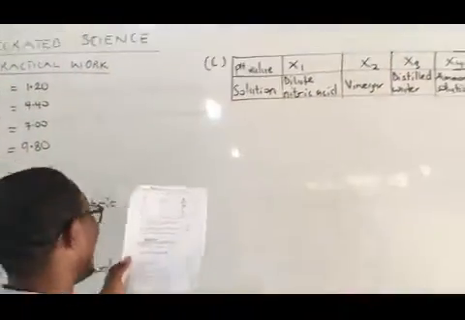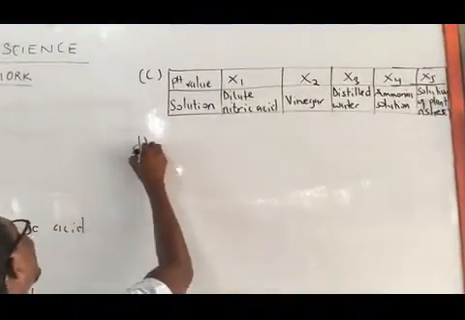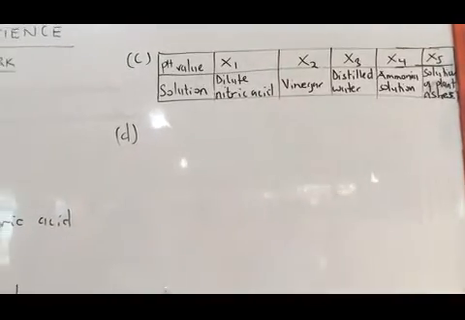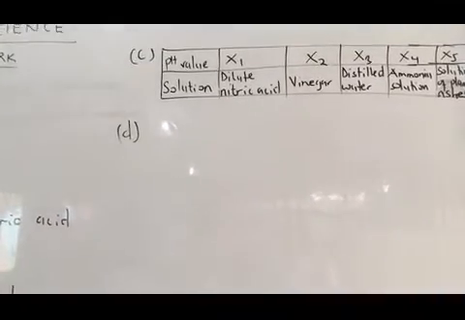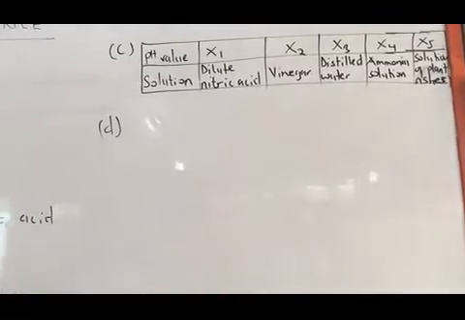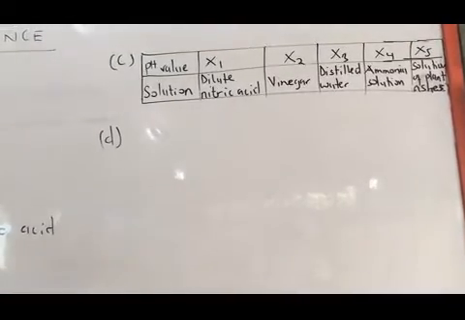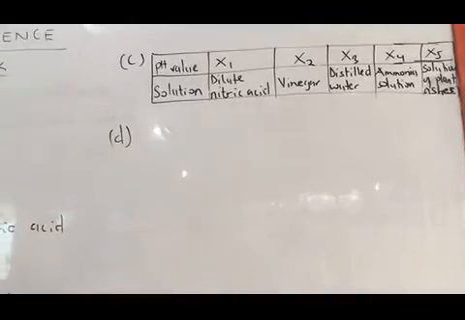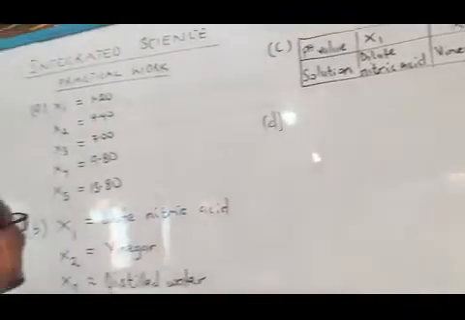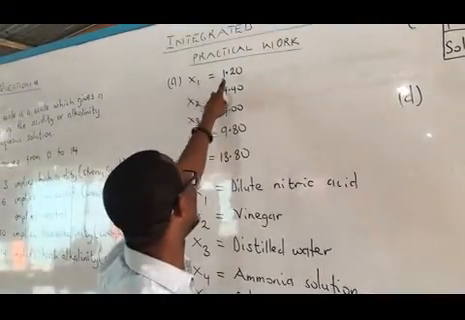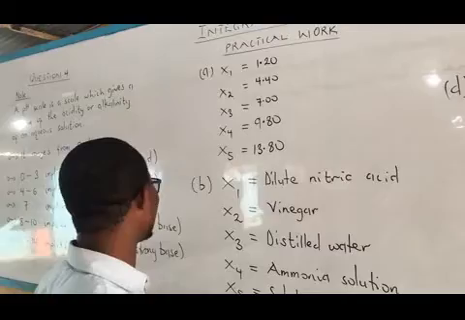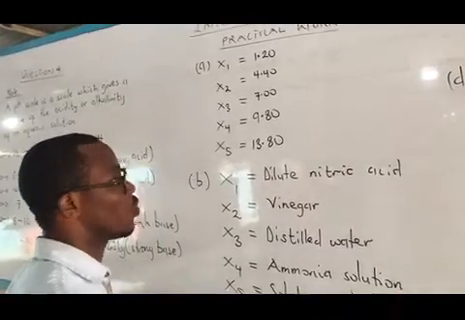And then the D, question D is asking that you give a reason for each pair of pH value and solution. I think I've explained this earlier on. So why are you saying that the value 1.20, which is X1, is for dilute nitric acid? I'm saying so because the value 1.20 indicates high acidity, and so the solution has to be a strong acid.